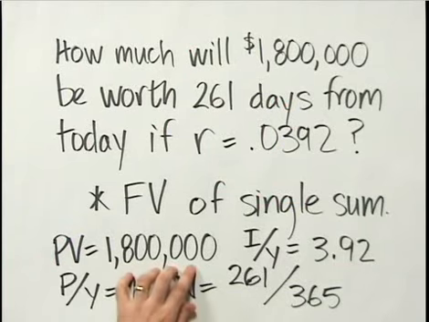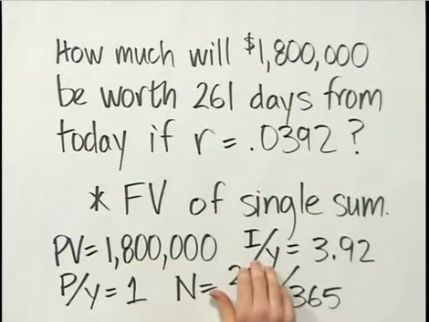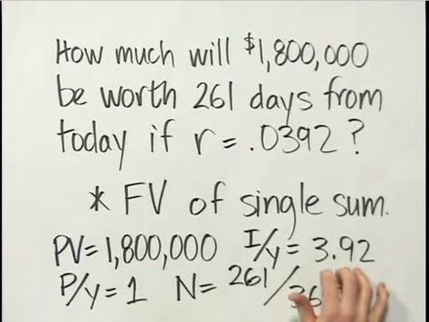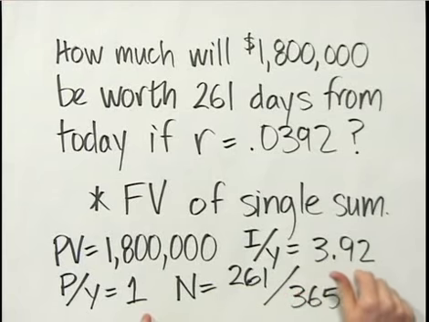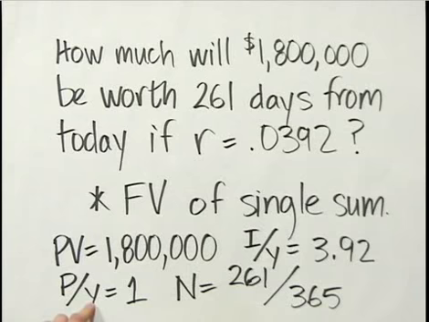For present value, I plug in the single sum. For the I/Y, interest rate per year is 3.92. And remember that the interest rate is always entered in percents itself. Remember that the periods per year is set to 1, and that N is going to be equal to 261 over 365 because there are 261 days out of a 365-day year until you want to calculate this future value. Remember that since you've got I/Y in terms of years and P/Y in terms of years, your time has to be in terms of years also.